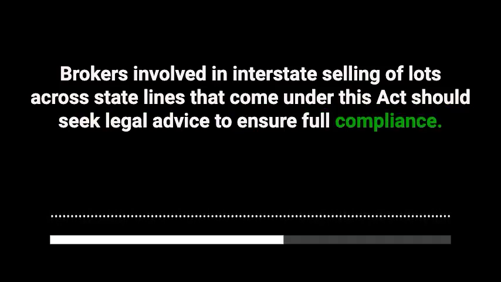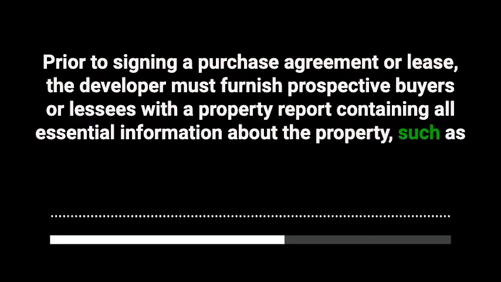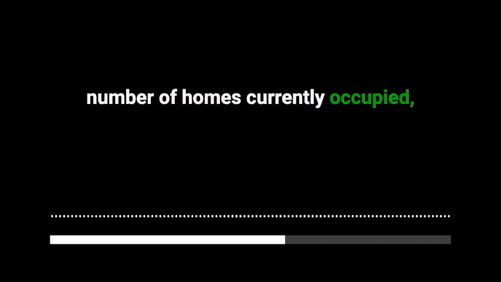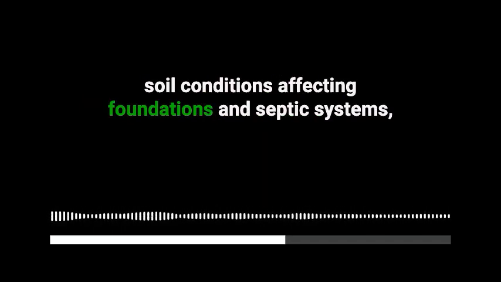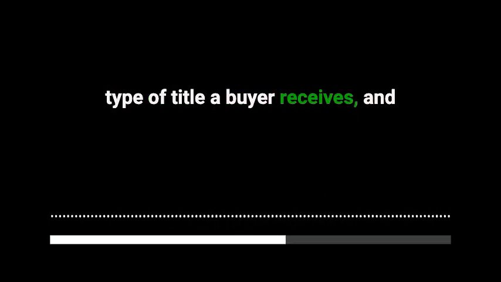Prior to signing a purchase agreement or lease, the developer must furnish prospective buyers or lessees with a property report containing all essential information about the property, such as distance over paved roads to nearby communities, number of homes currently occupied, soil conditions affecting foundations and septic systems, type of title a buyer receives, and existence of liens. The Act provides a number of exemptions.